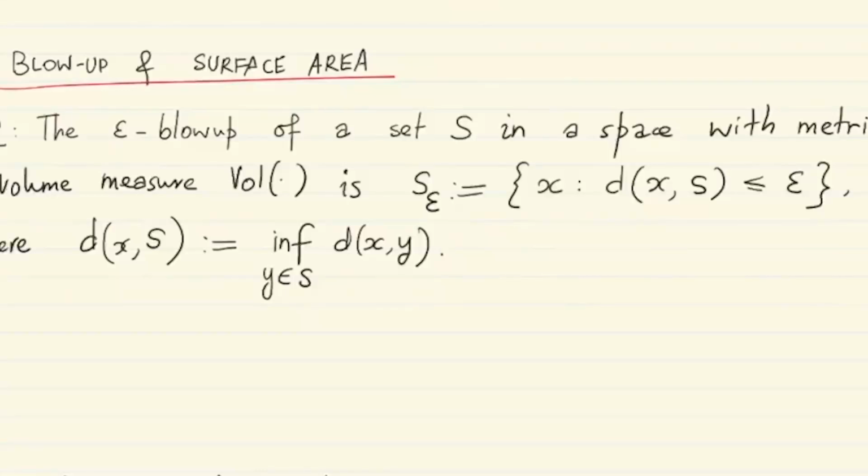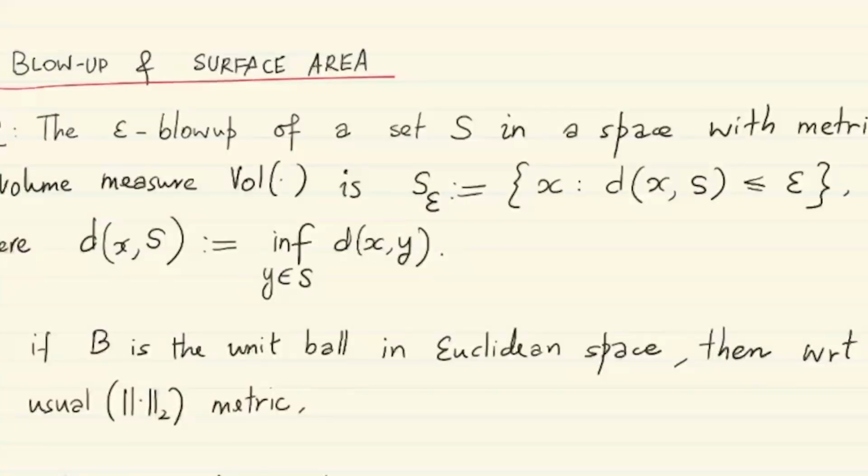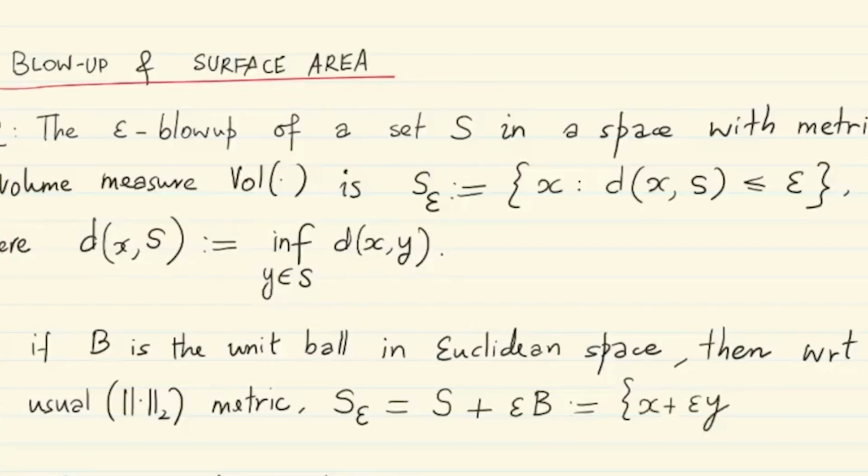So for instance, in standard Euclidean space, if B is the unit ball in standard Euclidean space, that means the metric is the L2 metric, then with respect to the usual L2 metric, the epsilon blow up of any set is essentially obtained by taking S and adding to it, in a set theoretic sense, a scaled multiple of epsilon times B, and this in turn can be explicitly defined as the set of all x plus epsilon y, where x belongs to S and y belongs to B.